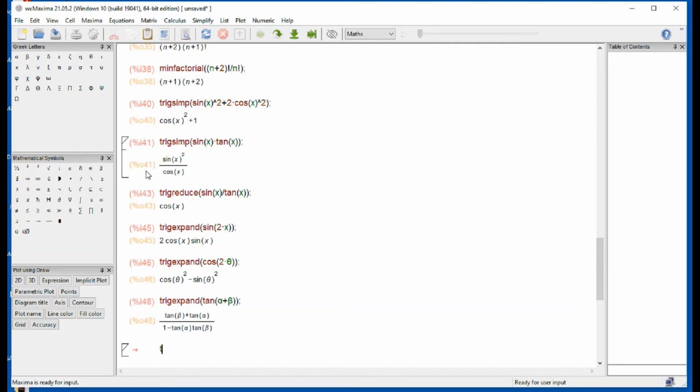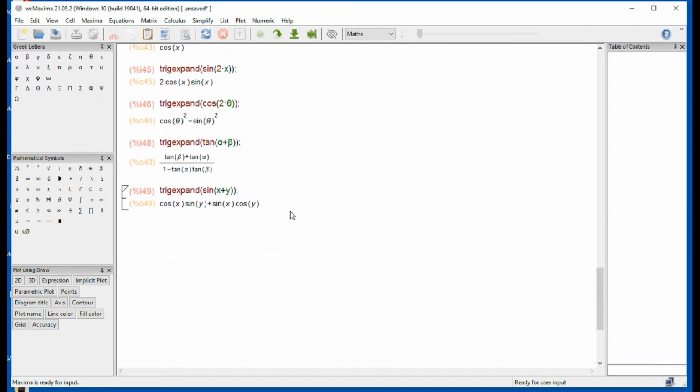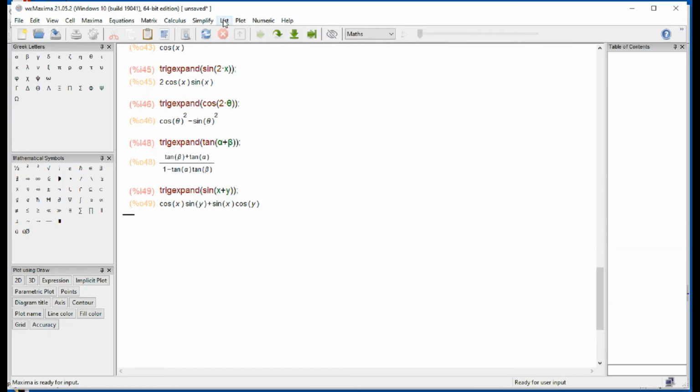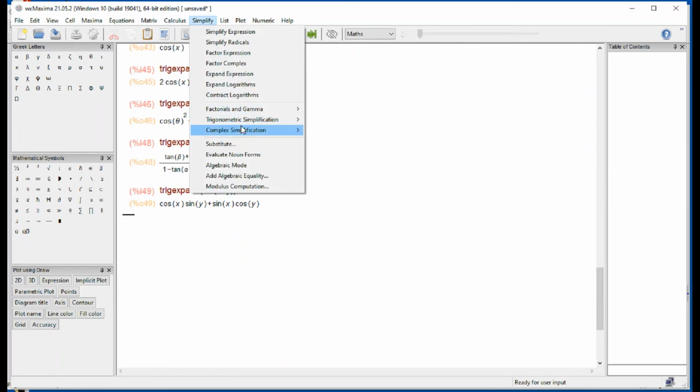Alright, if you do trig expand sine of x plus y, it gives you the formula of the sum of an angle and so on. So that's an example of trigonometric expansion. And then you have trigonometric rational. This example is exactly the same, so I'm just going to modify this with a square. Tangent square minus secant, that's the very last one of my trigonometric simplification.